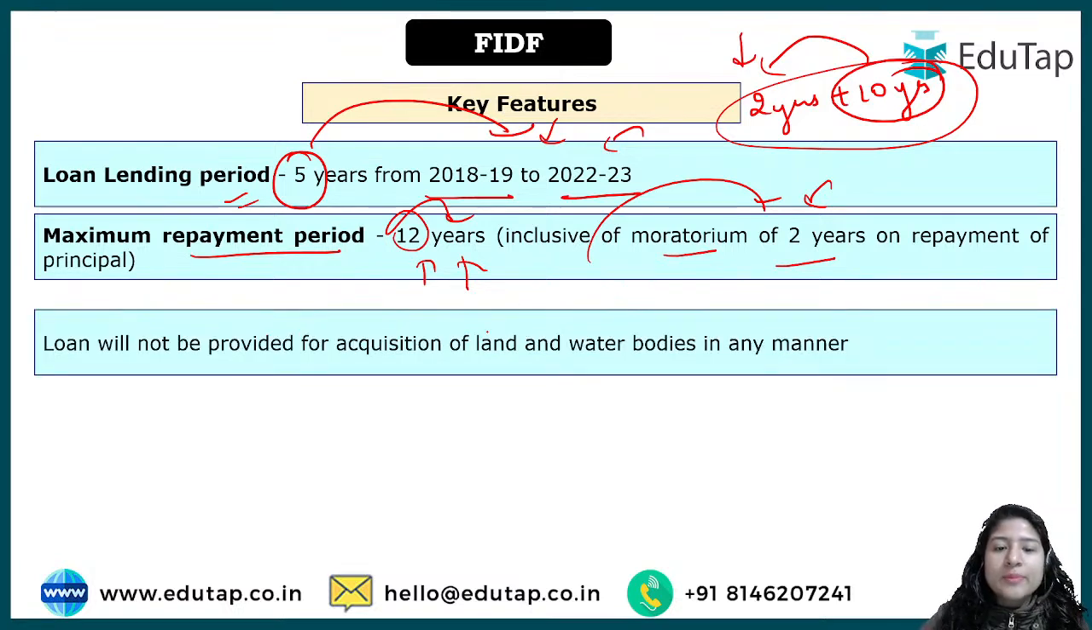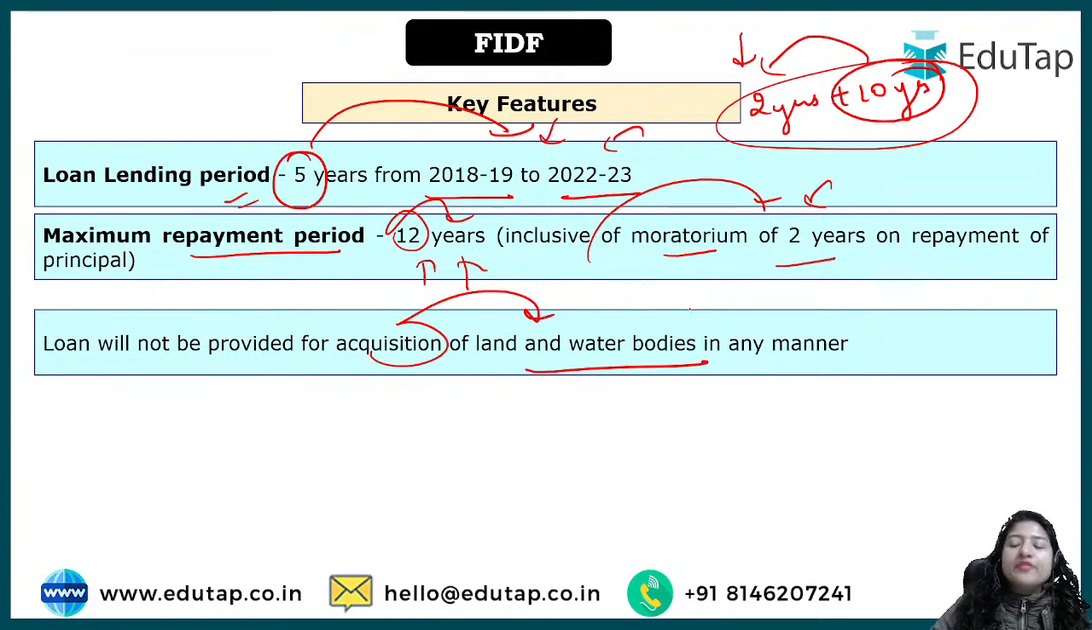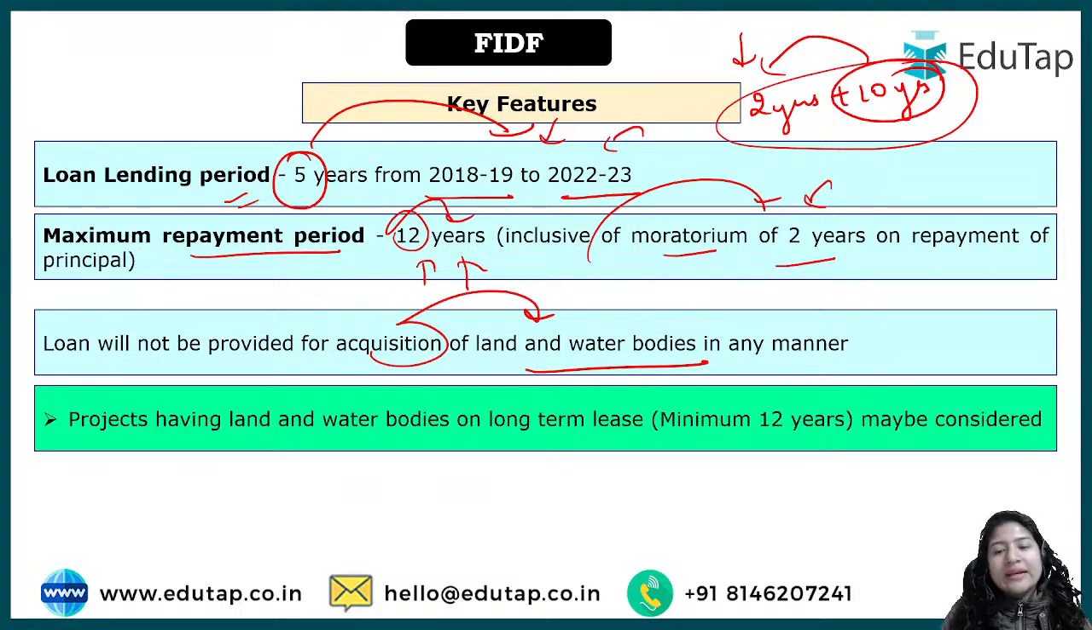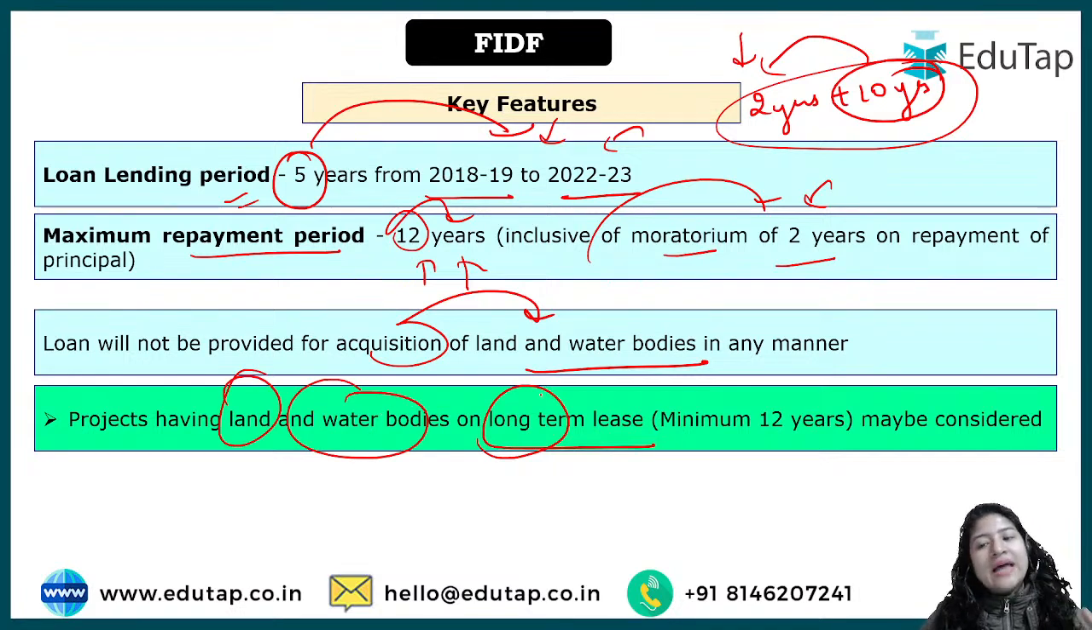नेक्स्ट, लोन विल नॉट बी प्रोवाइडेड फॉर द एक्विजिशन ऑफ लैंड एंड वाटर बॉडीज। वेरी इंपॉर्टेंट। देखो, if you have leased any land, in that case it is fine, ठीक है? देखो, मान लो if you have already leased before entering the scheme, you already have a leased land or maybe water bodies, in that case you are eligible, ठीक है?